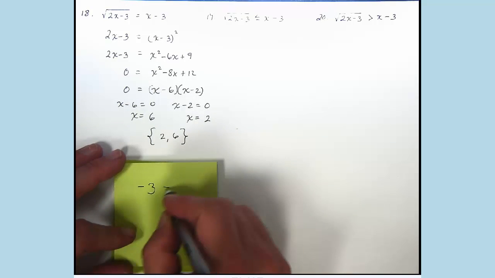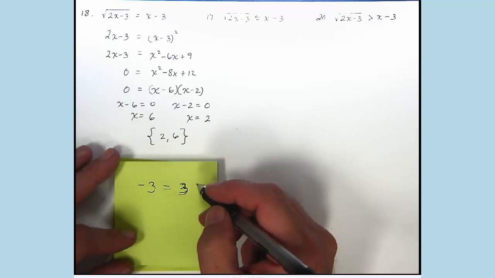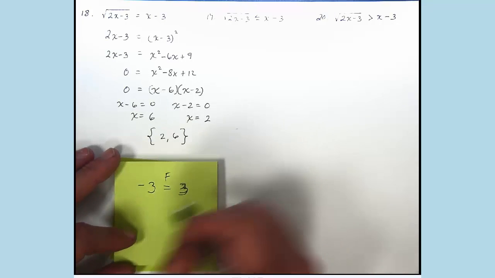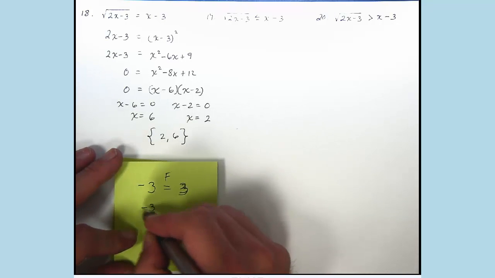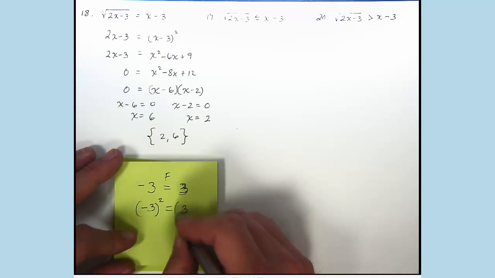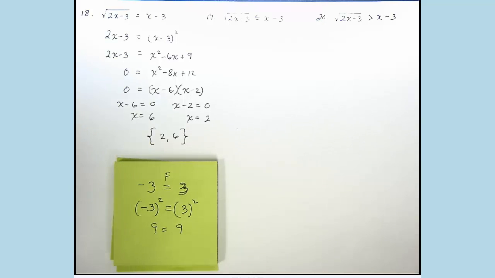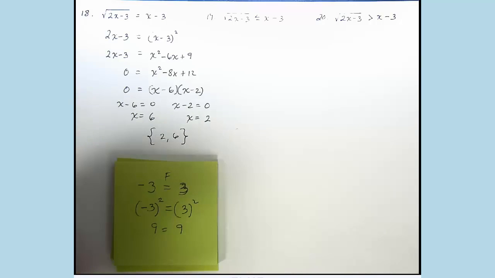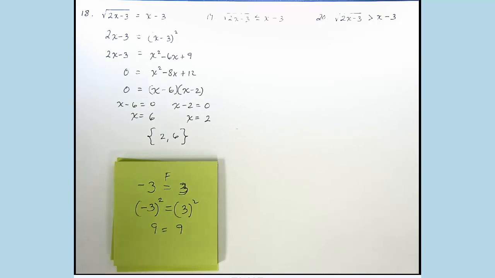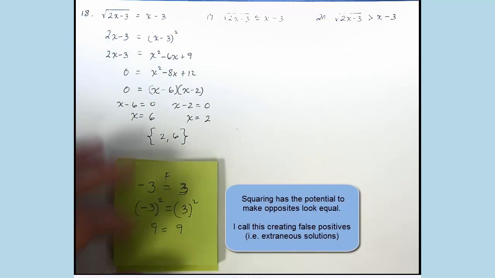Does negative 3 equal 3? Does it? No, it doesn't. So this is false. But if I square both sides, something that was false becomes true. Why? Because squaring or raising both sides to an even power gets rid of negatives. So it makes opposites look the same. And that's what I mean by it sometimes creates false positives.